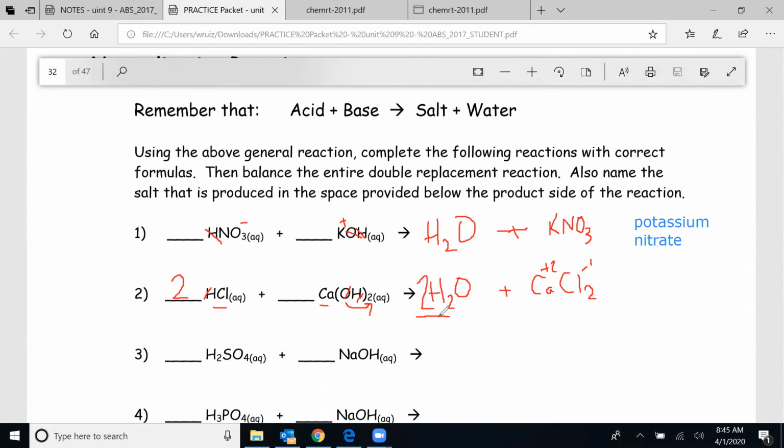So now I have two hydrogens here plus two here, a total of four hydrogens, two chlorines here, one calcium here, and two oxygens. The name of this one is just going to be calcium chloride. Naming salts is easier: calcium chloride. It's calcium chlorine, then the IDE makes it a salt. Number three, H2SO4.